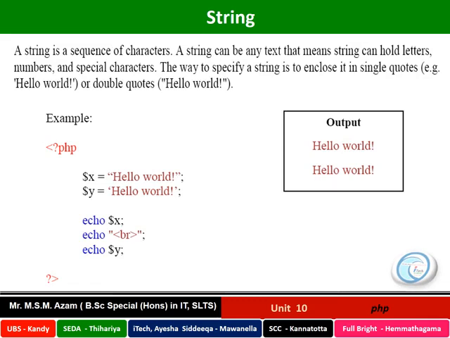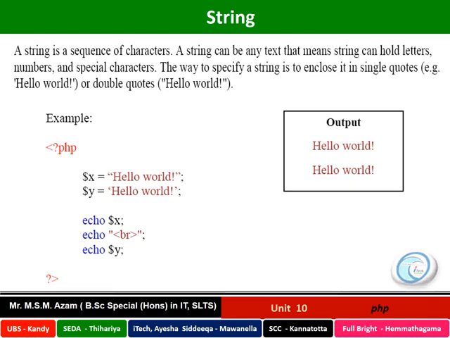First, we have to discuss string type. A string is a sequence of characters. A string can be any text. That means a string can hold letters, numbers, and special characters. The way to specify a string is to enclose that string in single quotes or double quotes.